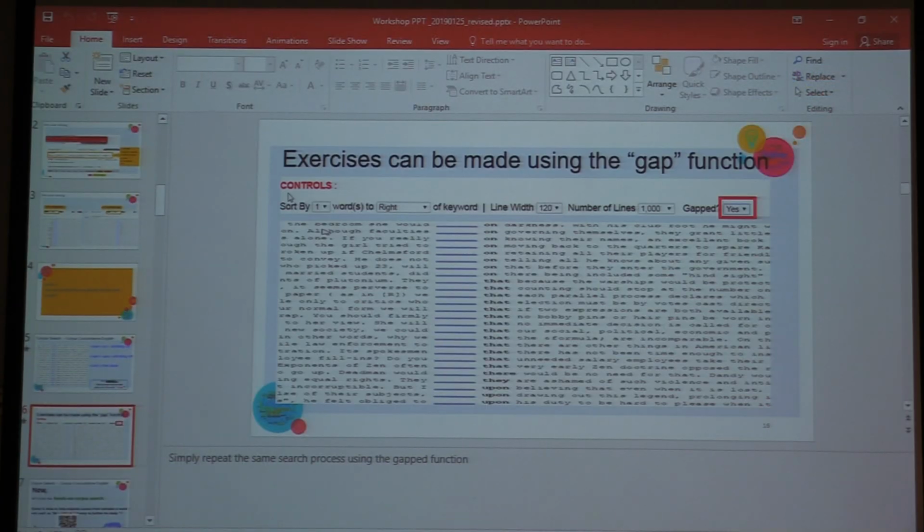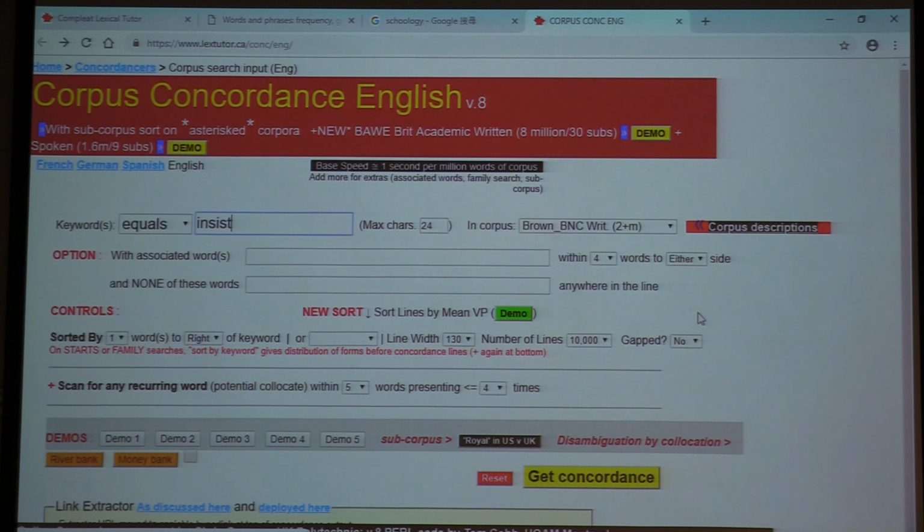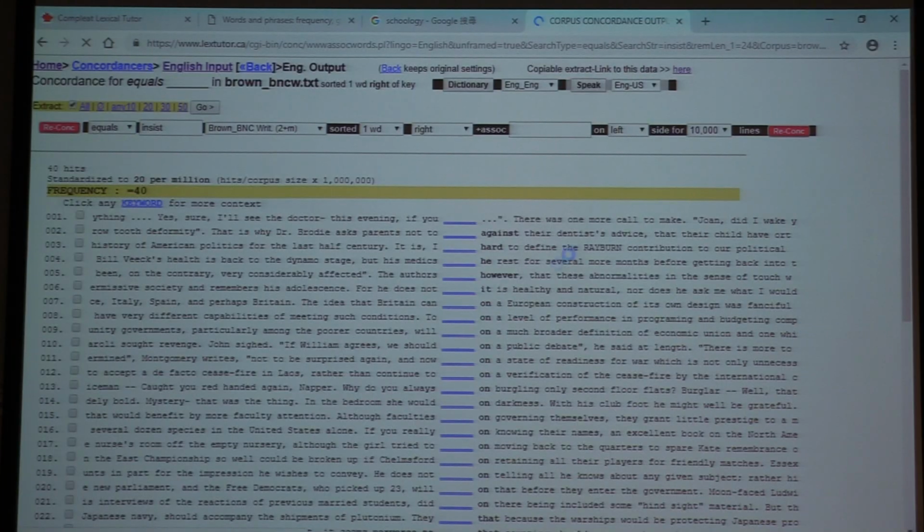Okay, so let's go back. All right. So you don't need to do anything. Just here, gapped, change to yes, okay? And then you see gap concordance. See? The keyword will be gapped. So you can just copy and paste the sentence and make some exercise for your students. Okay.